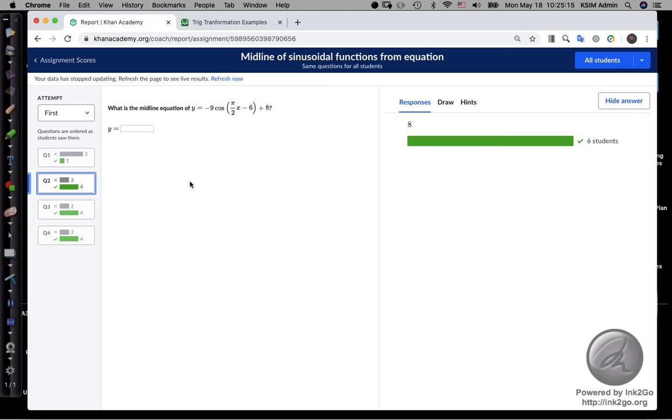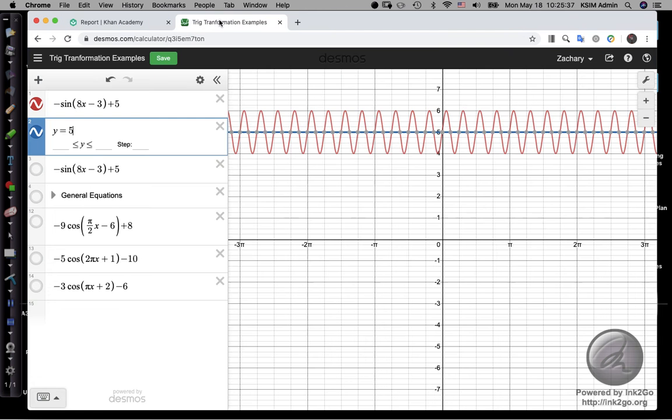And the second question, again, we can simply ignore all of these other transformations, because what affects the midline is this vertical shift that comes after the trig function, plus 8, -10, and -6. Those are all the midlines, simply shifted by this value. But for the sake of thoroughness, let's take a look at it.